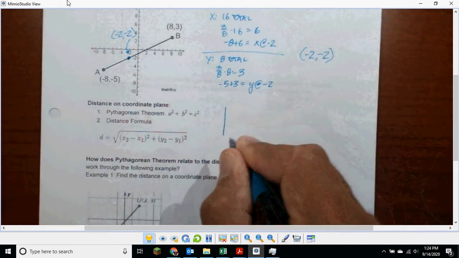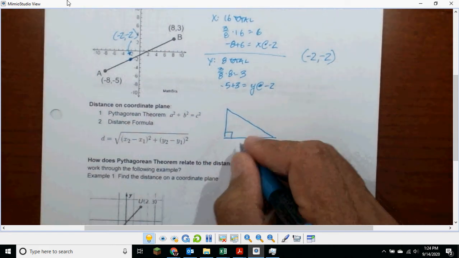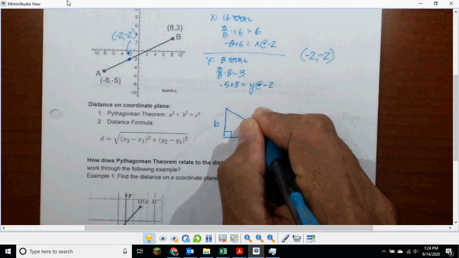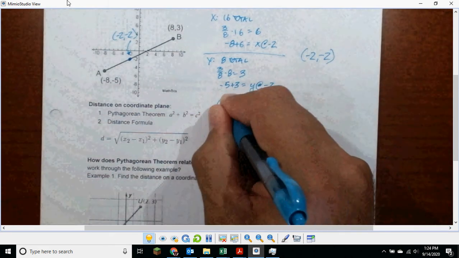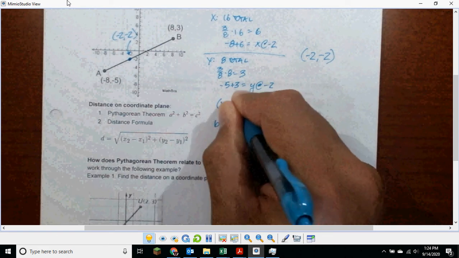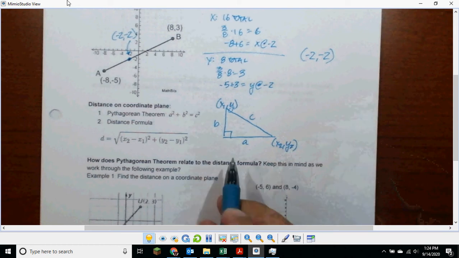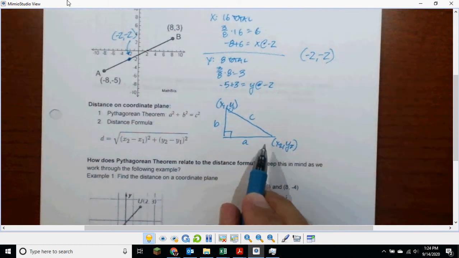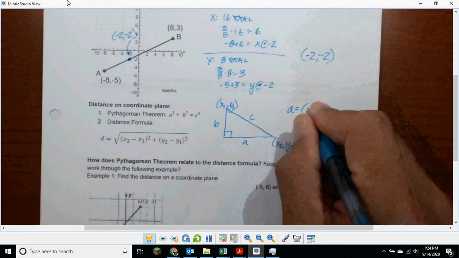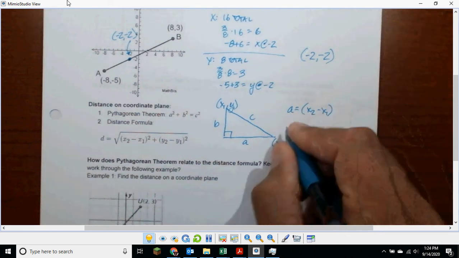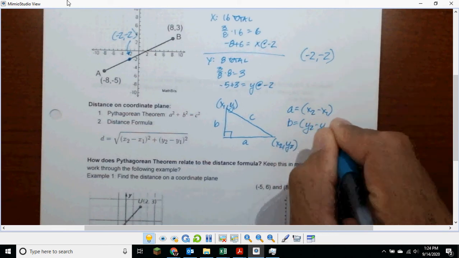Now, if we consider a right triangle, that's where we get our Pythagorean theorem. We know that a squared plus b squared equals c squared. If I were to plot this out on the coordinate plane and call this x1, y1, and down here call it x2, y2, then I know that the length of A is just the difference in the x coordinates. So my A can be expressed as x2 minus x1, and my B can be expressed as y2 minus y1.